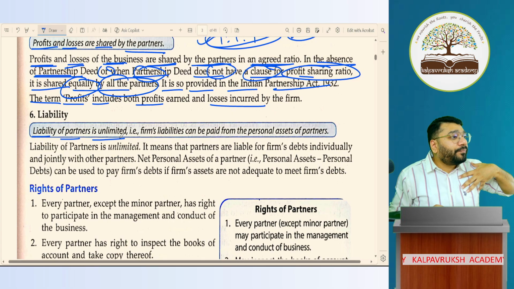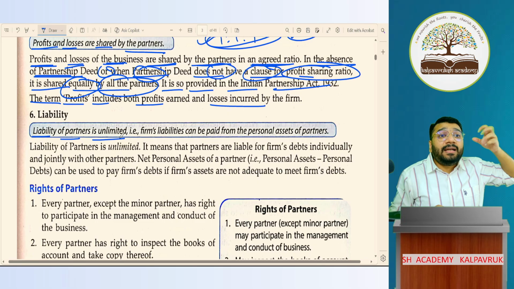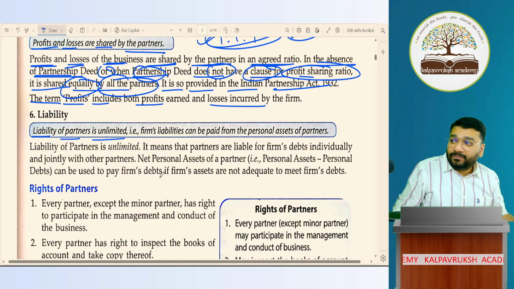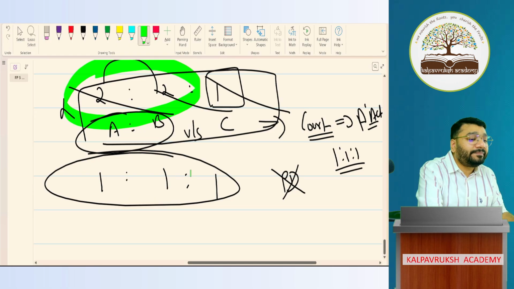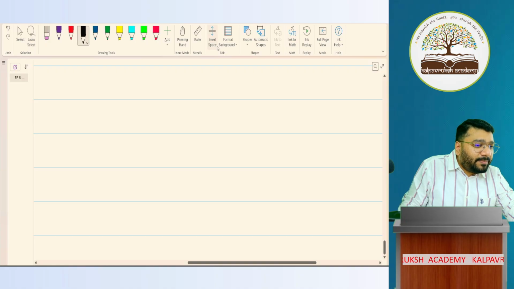So if I ask you, what is the liability of a partner in a partnership firm? What will you say? Unlimited liability. What I want to know from you is, what is unlimited liability? Very good. Perfect. You got it. Now let me explain.